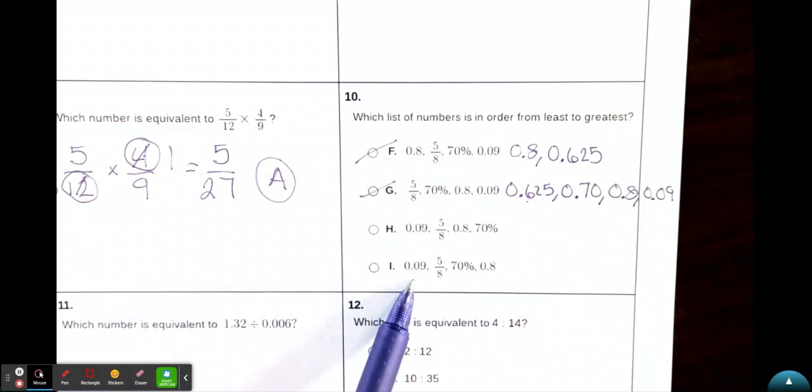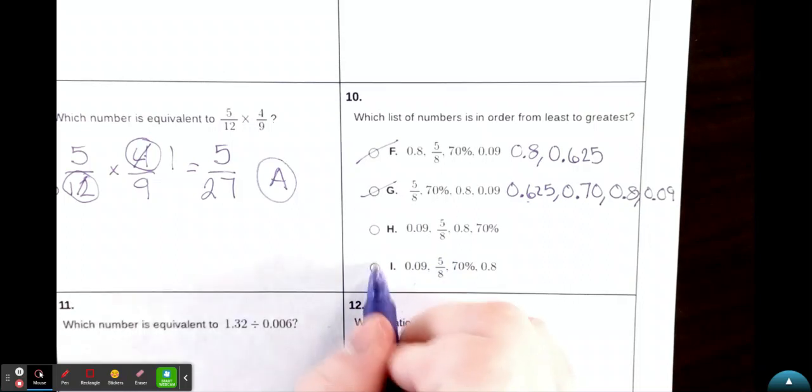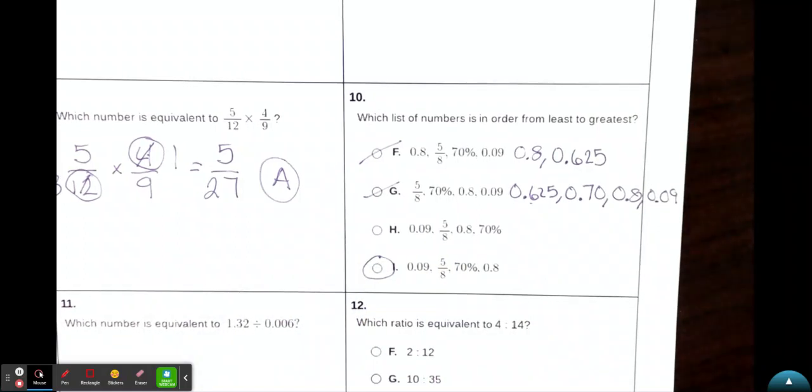What should go next? So it looks like 5/8 is next for both of them. And then we have 0.8 and 70%. Which one is smaller? 0.7. Yeah, 70% is smaller. Okay, so that's going to be the one that's in order from least to greatest.